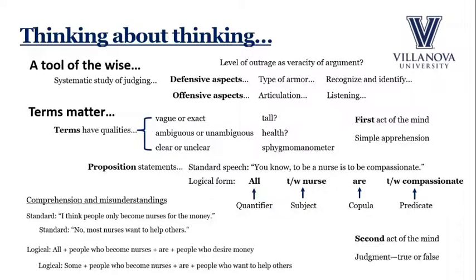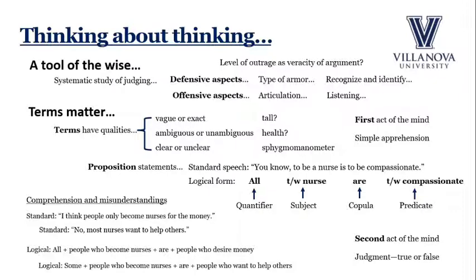So this is the second act of the mind, and the second act of the mind is a judgment. Propositions, and this is what you need to know, can only be true or false. That's it. Arguments, as we will see on the next slide, are never true or false. That's not what they are. They're valid or invalid, sound or unsound. Statements are true or false.